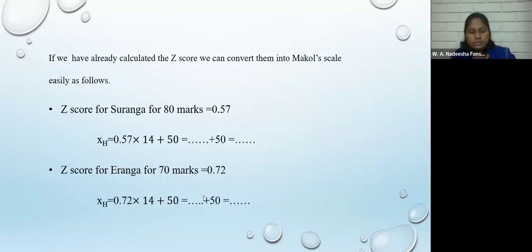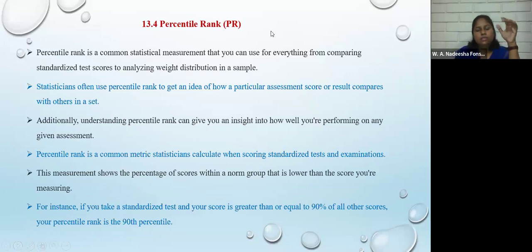That is the raw mark, the raw score. Then, another most important score is the percentile rank, or PR. To get the percentile rank, we have to use the frequency distribution table. Can you remember the frequency distribution table? We discussed it last day also.